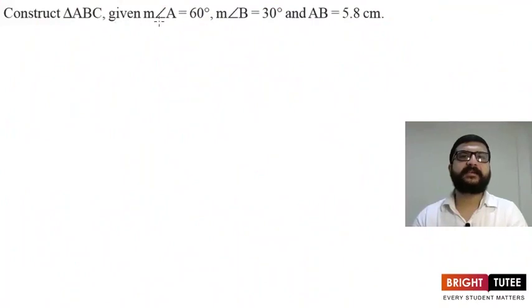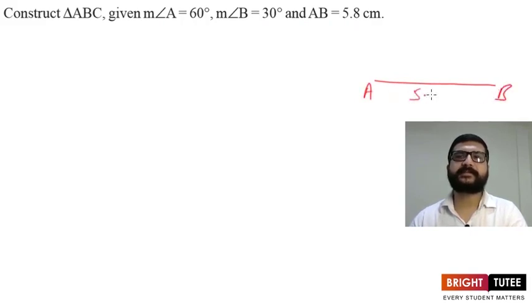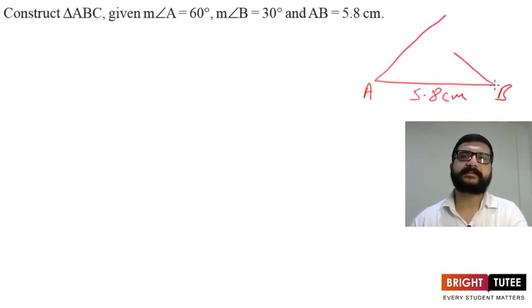Construct triangle ABC with angle A as 60 degrees, angle B 30 degrees and AB to be 5.8 centimeters. So here is the rough sketch of the triangle ABC. AB is 5.8 centimeters and angle A is 60 degrees and angle B is 30 degrees. So like this we will have one triangle ABC in which angle A is 60 and angle B is 30 degrees. So this is the rough sketch of triangle ABC.